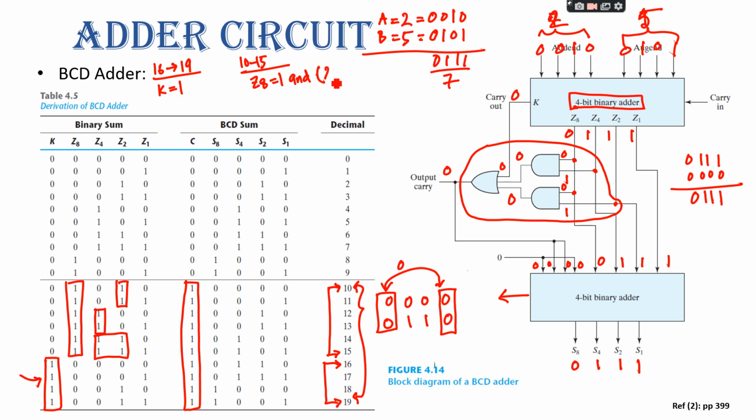So you can write either Z2 is 1 or Z4 is 1, right? Yes, sir. In terms of equation, if we try to write f, what can we write? K plus Z8 multiplied by, since this is AND, Z2 plus Z4, right? Yes, sir. Which gives you this circuit.